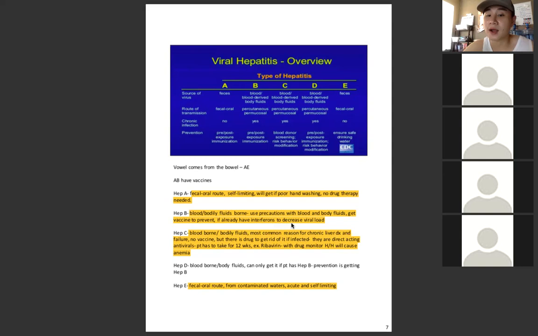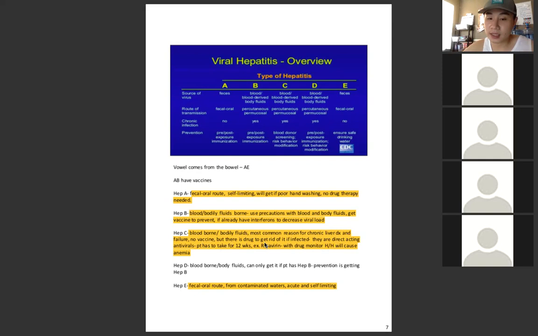All right, hepatitis C is the hepatitis that we don't have the vaccine for. It is also transmitted via blood-borne and bodily fluid. It is the most common reason for chronic liver diagnosis and failure. There's no vaccine, but there are drugs to get rid of it if infected. They are direct-acting antivirals. Patients have to take them for 12 weeks. An example is ribavirin. With this drug, monitor H&H, as it can cause anemia.